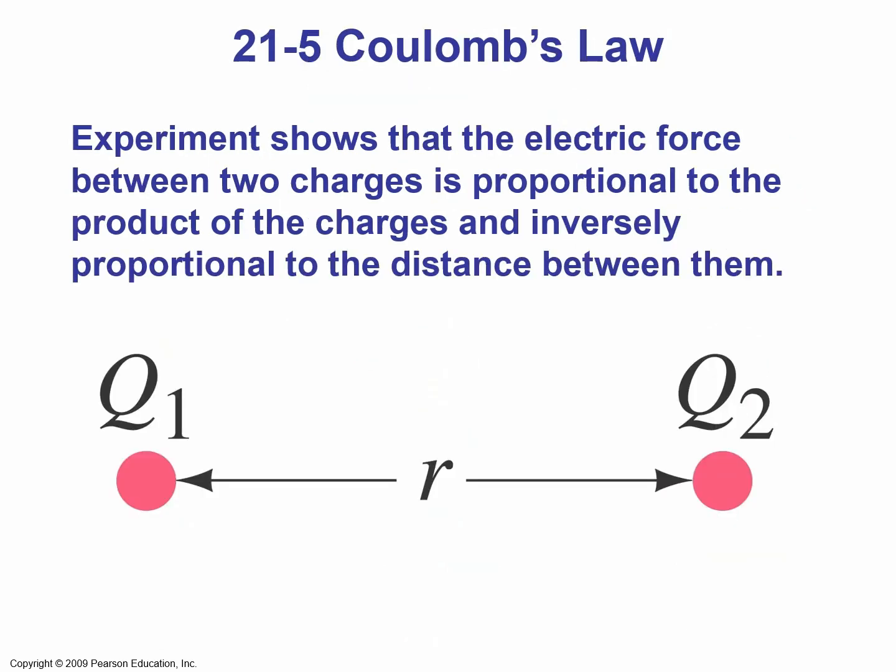Section 5. Coulomb's law. Coulomb's law describes the force between charges. Experiment shows that the electric force between two charges is proportional to the product of the charges and inversely proportional to the distance between them. Here we have two charges labeled as Q1 on the left and Q2 on the right, separated by distance r.